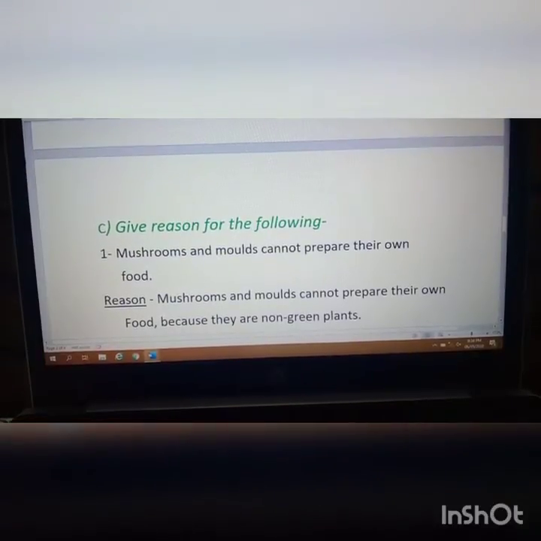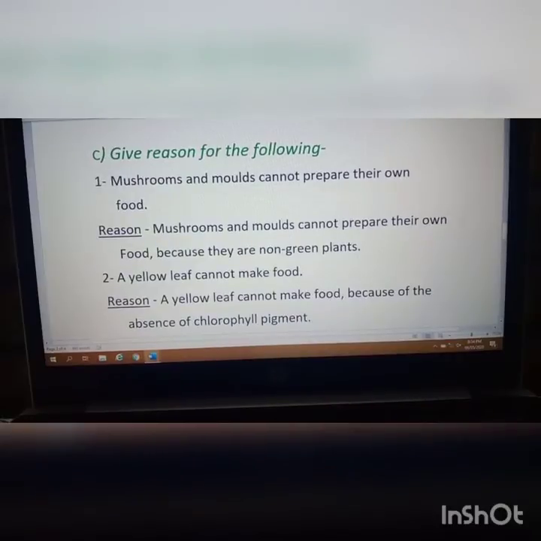Now question C, that is give reason for the following. Here you have to mention the reason, that is why this statement is correct. So first question is mushrooms and molds cannot prepare their own food. So its reason is mushrooms and molds cannot prepare their own food because they are non-green plants. Means the chlorophyll is absent in these plants, and because chlorophyll is absent, the process of photosynthesis doesn't occur in them, due to which food is not prepared. So they are plants but not green in color, that's why they cannot prepare their own food.